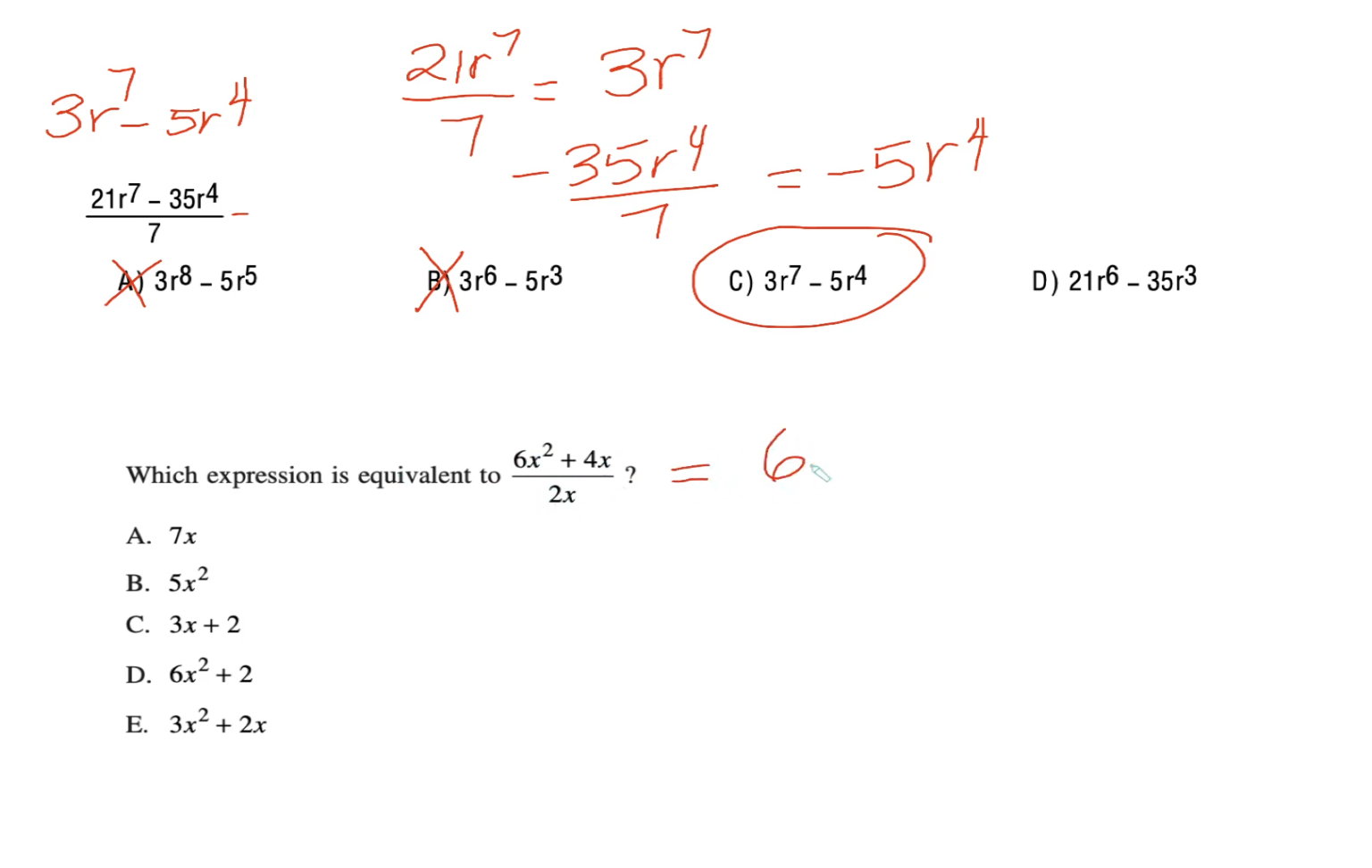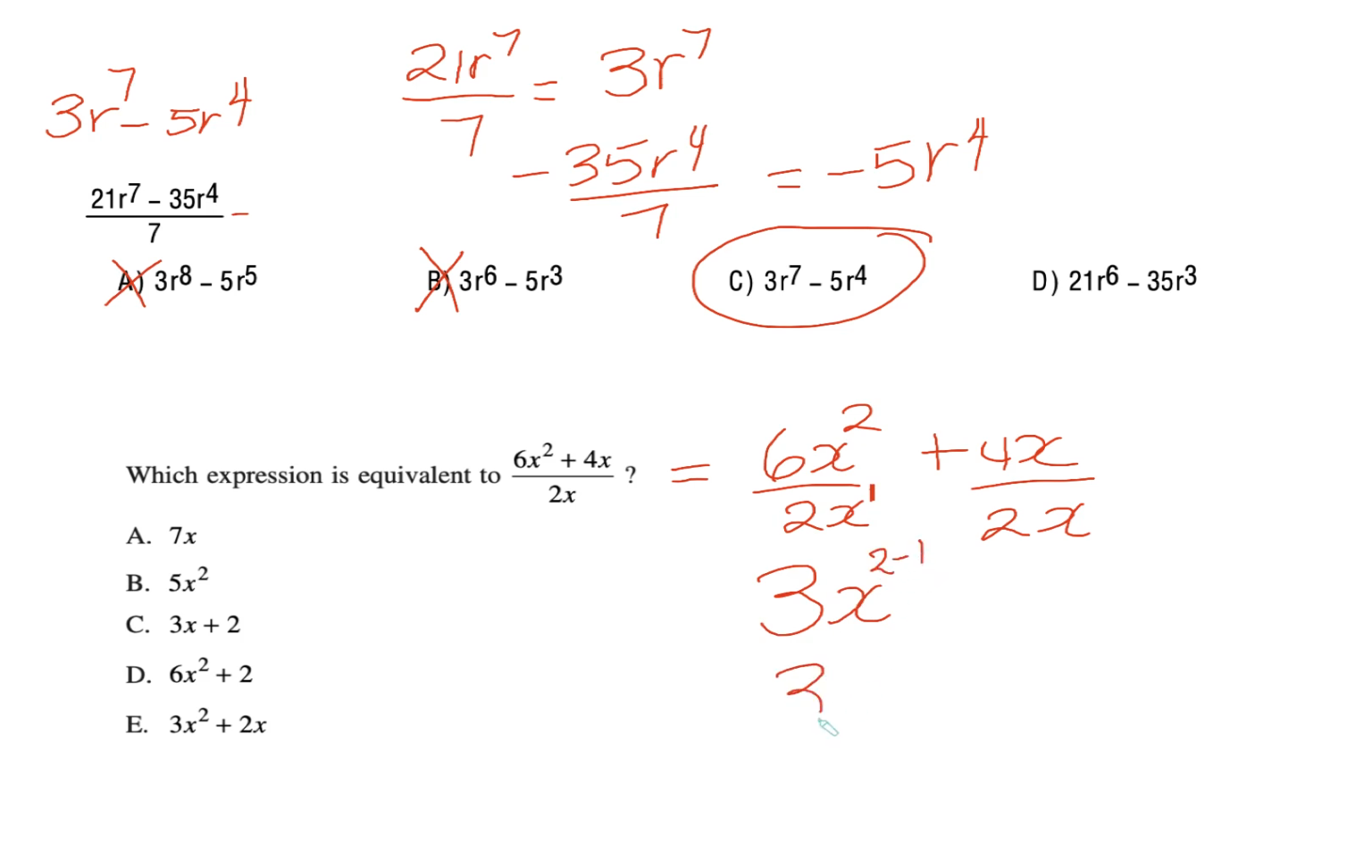As before, the 6x squared is going to be divided by the 2x, and the positive 4x is going to be divided by the 2x. 6 divided by 2 is 3. We're going to keep our base of x, and we're going to subtract our exponent, so that's a 1. So 2 take away 1, that's going to leave us with 3x to the first power. But remember, that 1 is invisible, so we can just write 3x. Now if you go to your answer choices, there's only one 3x there, so your answer is C.